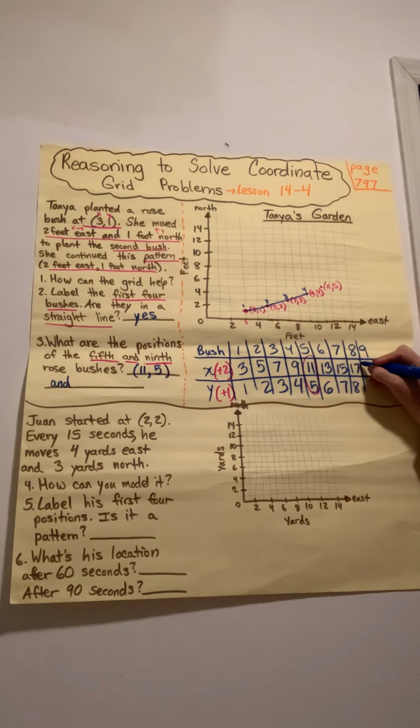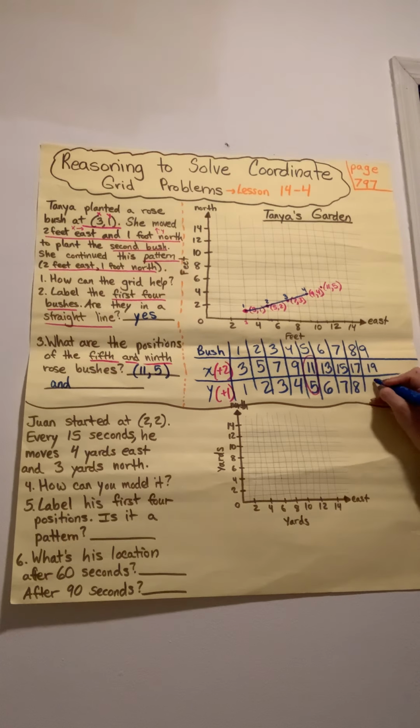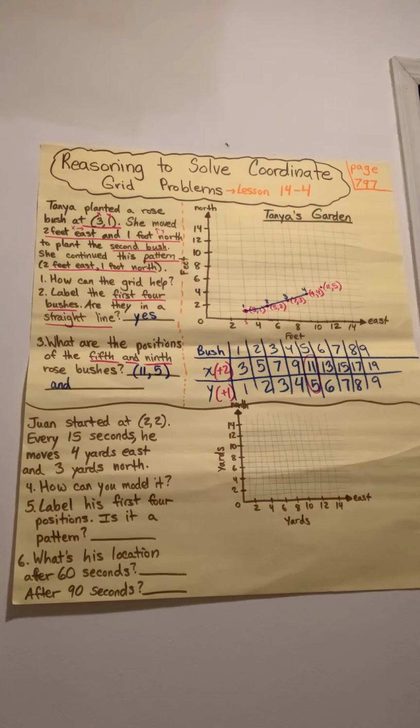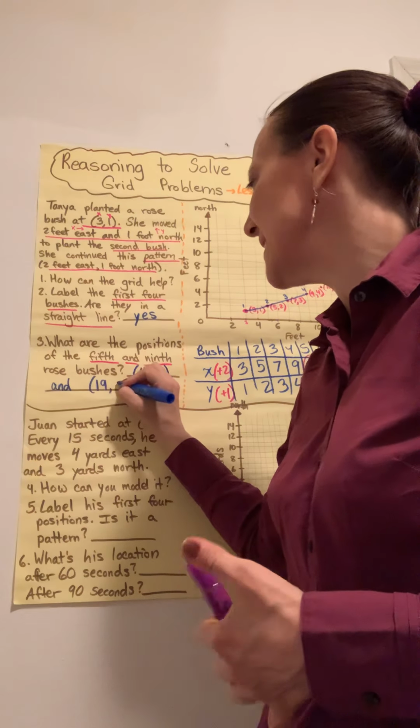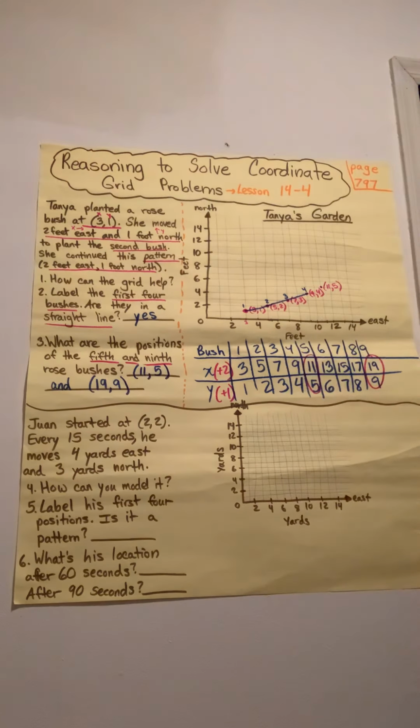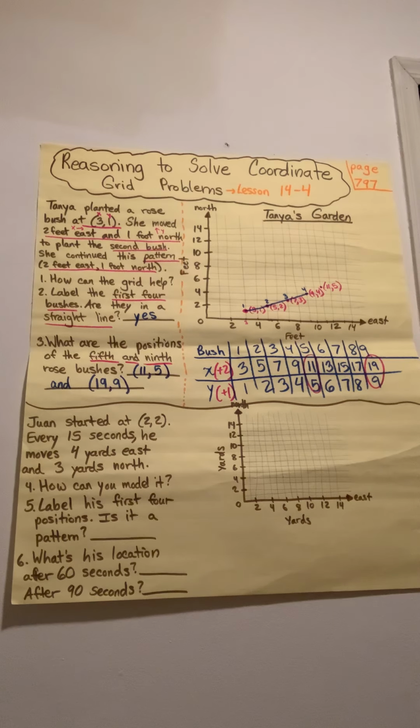And finally, here's what I need, add 2 is 19, add 1 is 9. That's the one they asked me about, the 9th one. So I'm going to say that its position is at 19, 9. That's its coordinate.